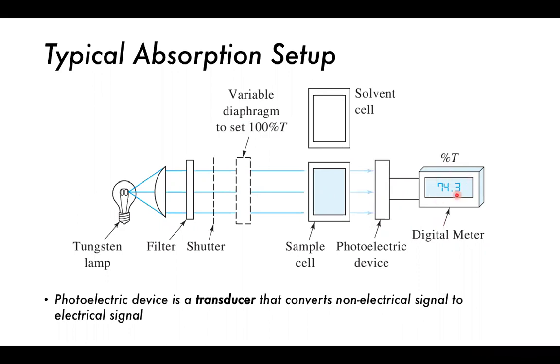So the transmittance here is 74.3%, which means that this transmitted beam is 74.3% of the original incident beam. So 25.7% of the light has been absorbed. The photoelectric device is a transducer that converts non-electrical signals to electrical signals. Remember that from the first session, where electrical signals are what we're actually measuring.